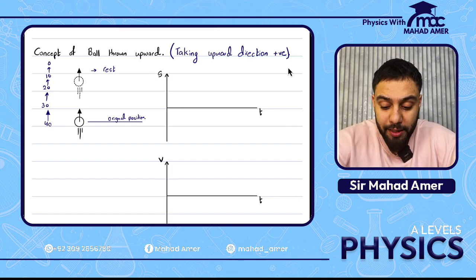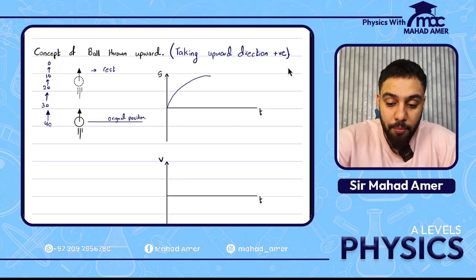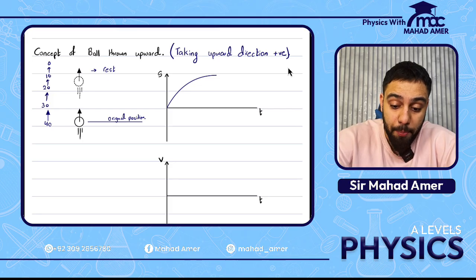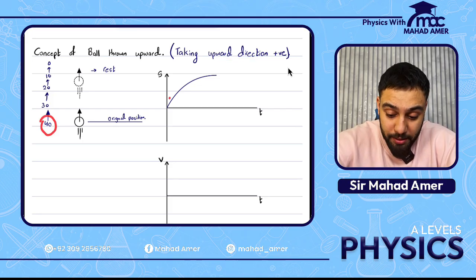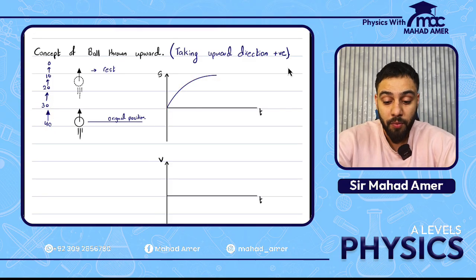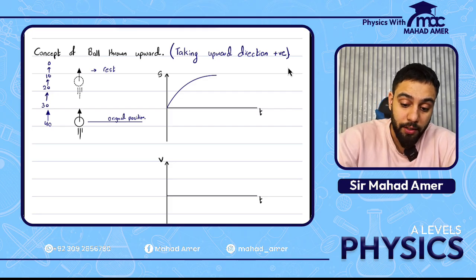So when it comes to a displacement time graph, the graph would look somewhat like this, because the object is decelerating in the positive direction. I'm taking the upward direction as positive. Initially the speed was maximum, eventually the speed reduces, and eventually it gained the maximum height, assuming that air resistance is negligible.